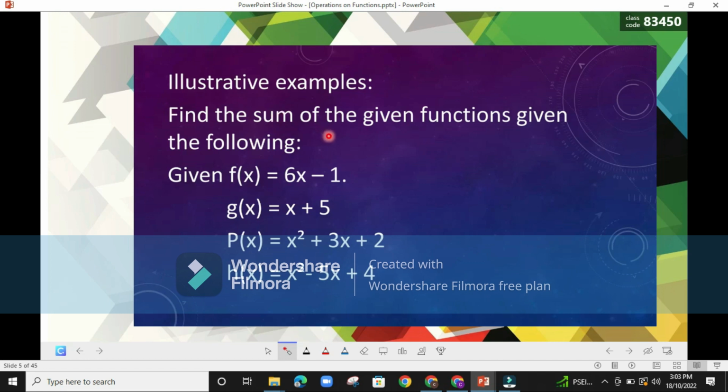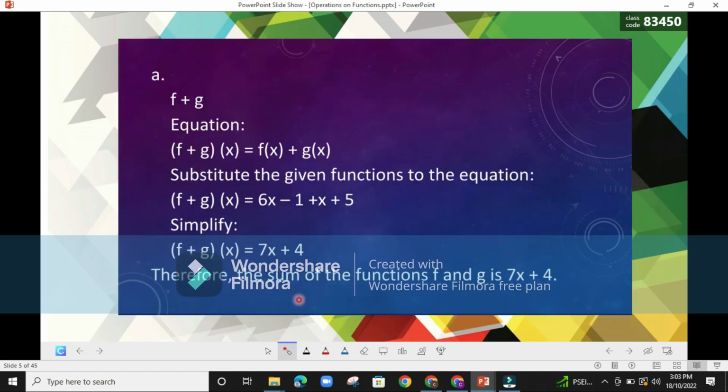Find the sum of the given functions given the following. Given f(x) = 6x - 1, g(x) = x + 5, p(x) = x^2 + 3x + 2, and h(x) = x^2 - 5x + 4.